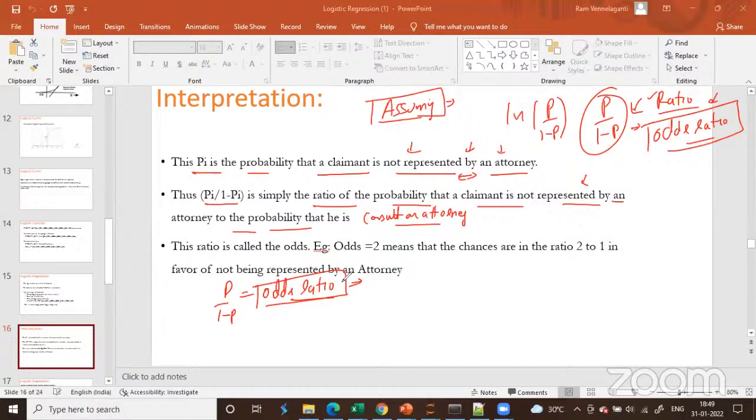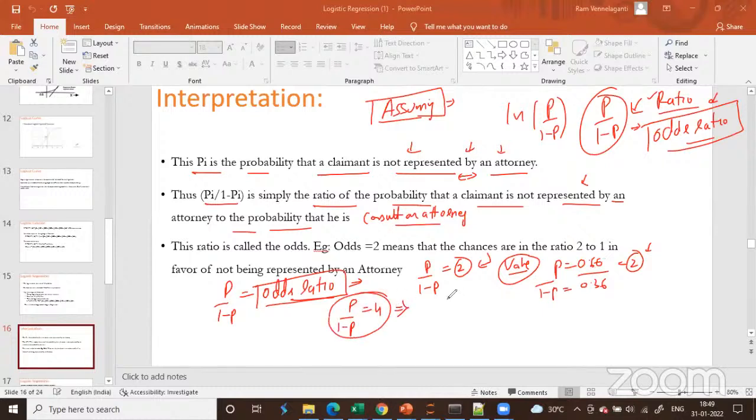Now, what do you mean by odds ratio? If I say P by 1 minus P is 2, if my odds ratio value is 2, what is the meaning of this? What is the value of P? P is 0.66, 1 minus P is 0.33. So 0.66 by 0.33 will give you 2. This is my odds ratio. If I say my odds ratio is 4, what is the meaning of this? P value is 0.8, 1 minus P is 0.2. So 0.8 by 0.2 is 4.